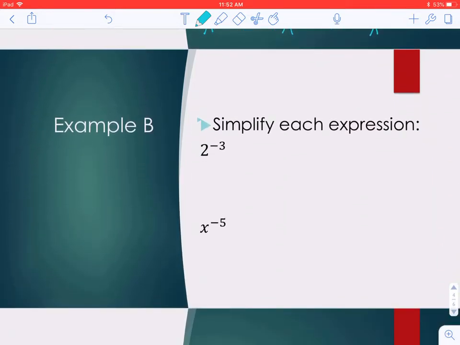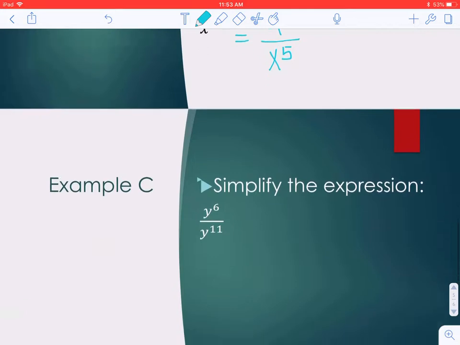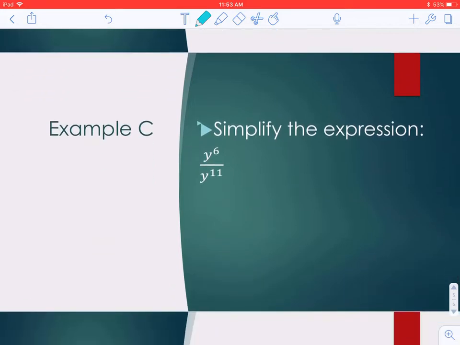So simplify each expression. 2 to the negative 3 is going to be 1 over 2 to the 3rd. X to the negative 5th is 1 over x to the 5th. To make the exponent positive, I move it. Example C, simplify the expression y to the 6th over y to the 11th. This is like having y to the 6 minus 11, which is y to the negative 5, which is 1 over y to the 5th.